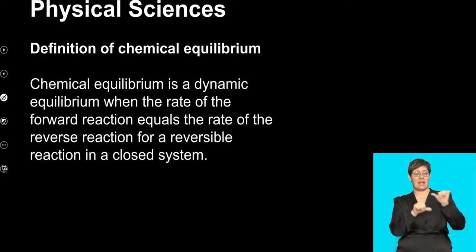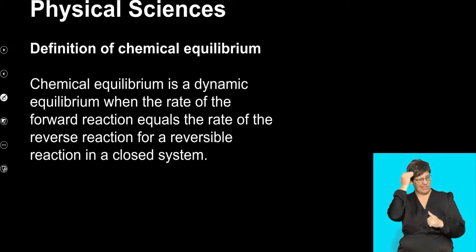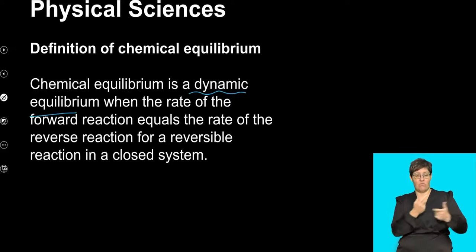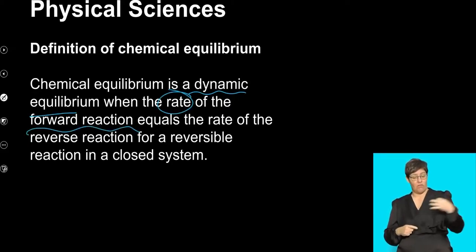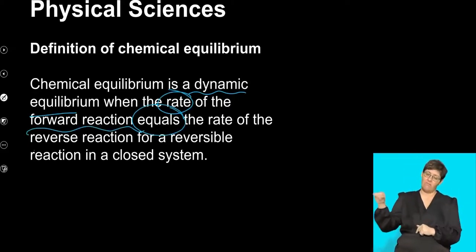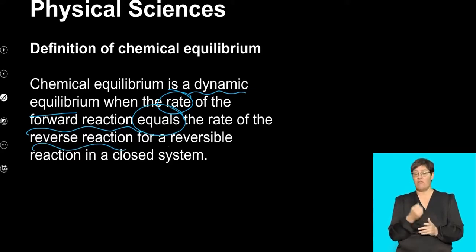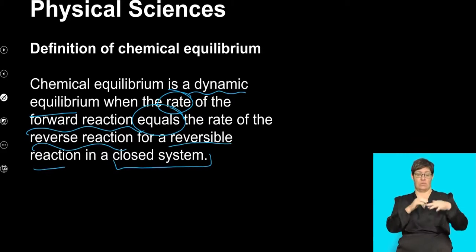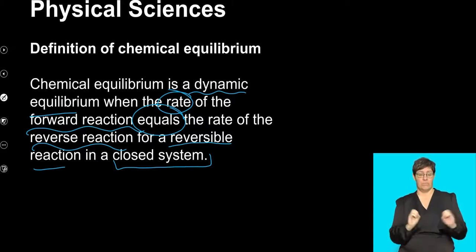The definition of chemical equilibrium, just to refresh your memory, is a dynamic equilibrium when the rate of the forward reaction is equal to the rate of the reverse reaction, for a reversible reaction. And we remember it is in a closed system, which means there's no interaction with the surroundings.